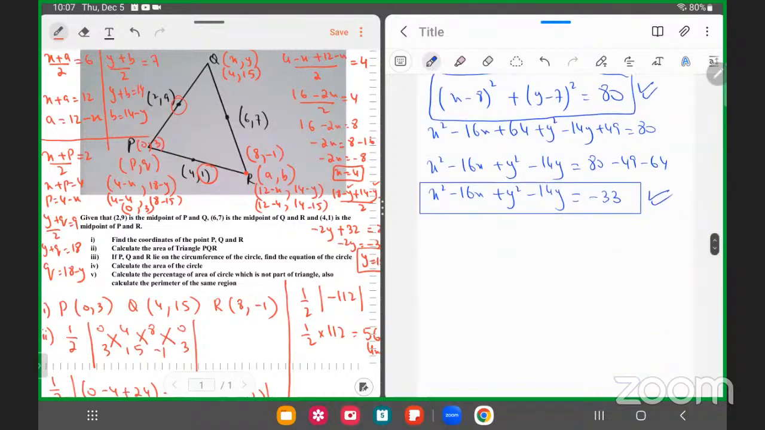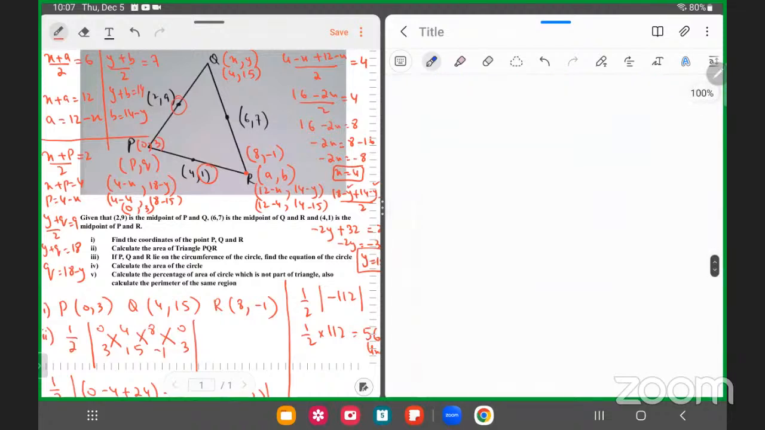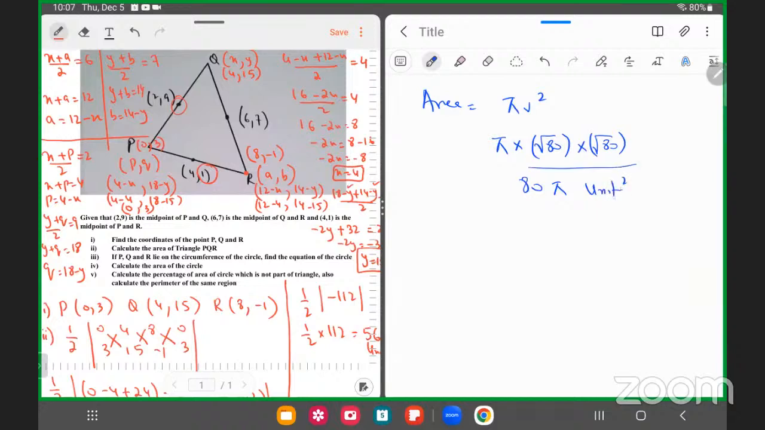The next part of the question is to find the area of the circle. Area of the circle is pi r squared. Radius is under root 80, which gives 80 pi units squared. We can also leave the answer in decimal form. That is 251.3 unit squared.